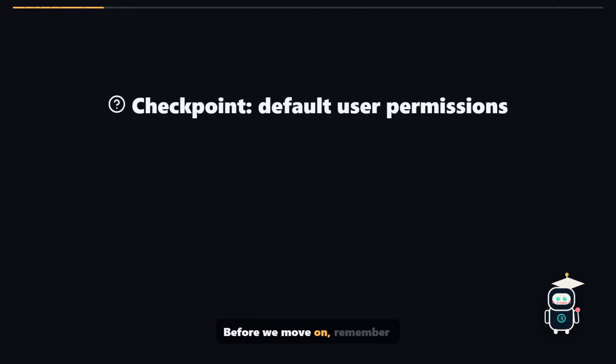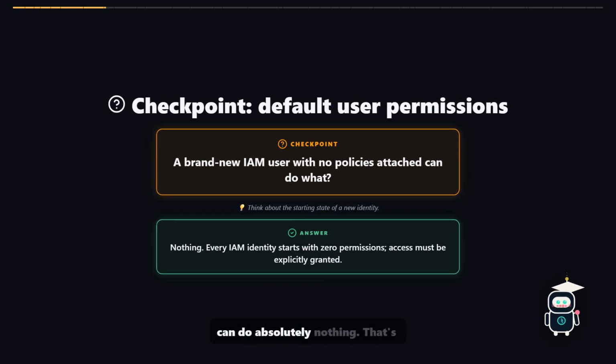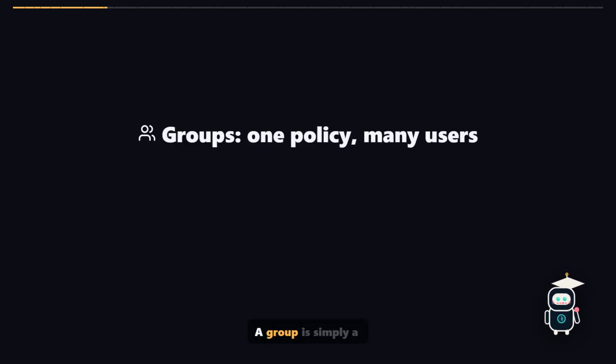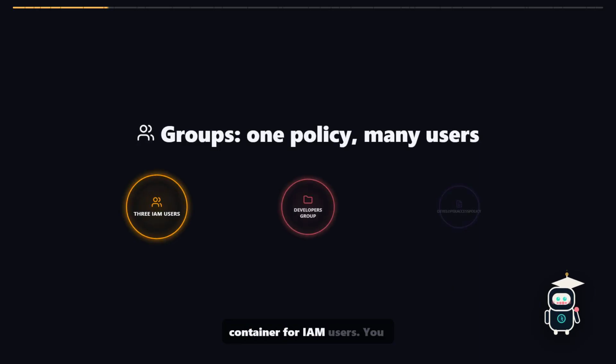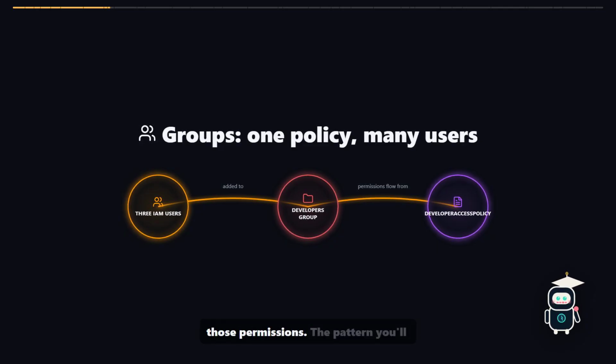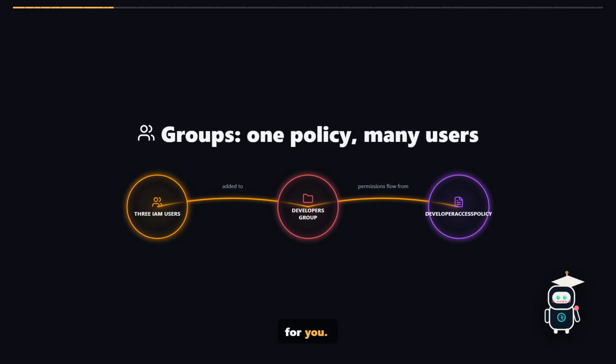Before we move on, remember the default. A brand new IAM user with no policies attached can do absolutely nothing. That's default deny in action. A group is simply a container for IAM users. You attach a policy to the group, and every member inherits those permissions. The pattern you'll see in production: developers, read-only auditors, and billing. One policy, many users, and way less clicking for you.